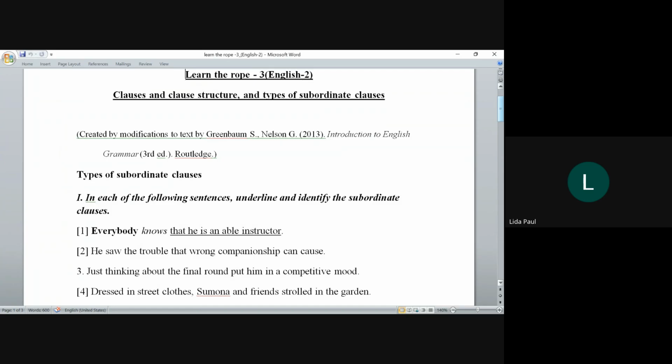See, for example, I have a car which I have been using for ages now. For example, this is your sentence. Like I have a car which I've been using for ages now. Now, which part of this is independent? Which part of this is dependent?